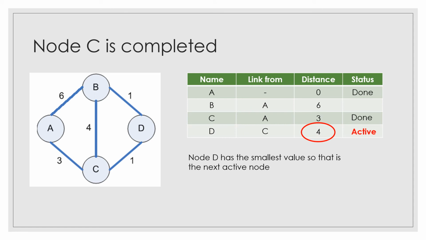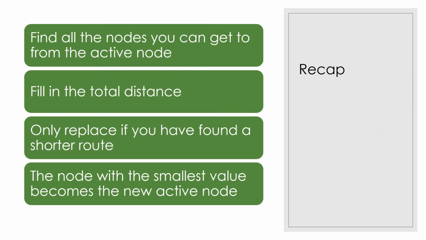We have to pick the next node to become the active node, and it's D. Clearly because node D has the smallest value in the distance column. A has the value 0, but it's finished. C has the value 3, but it's finished. Of the remaining nodes, D has the smallest value, so it becomes the next active node.